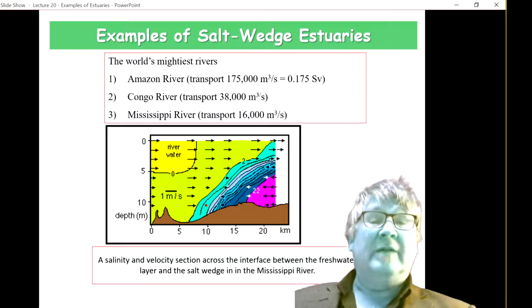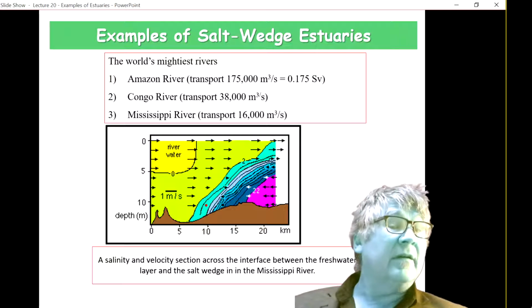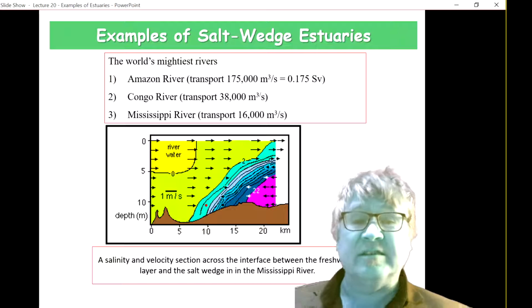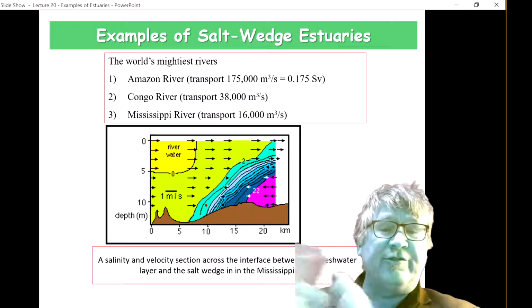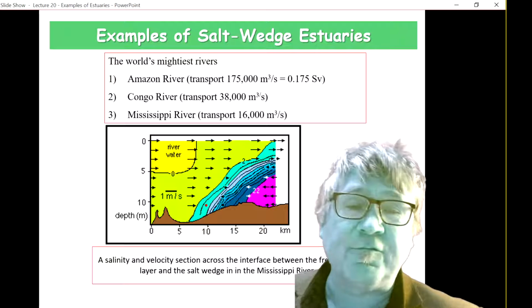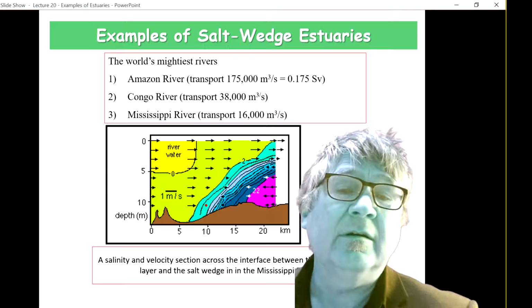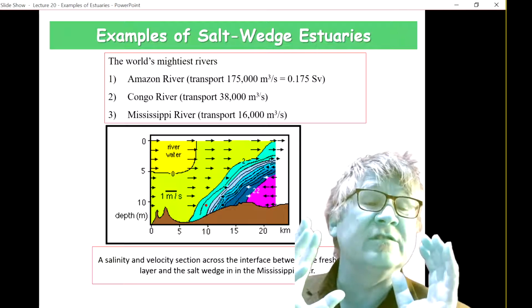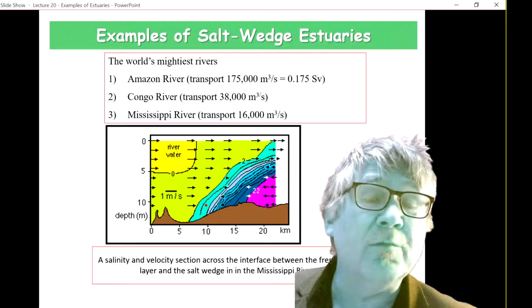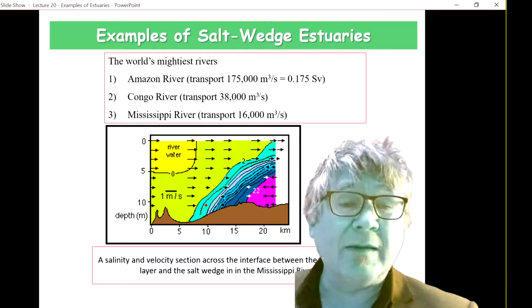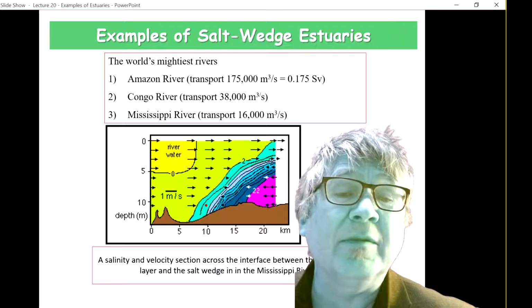Okay, so the Amazon River is the biggest. Congo River, second biggest, and then the Mississippi River. And here you can see the transport rates of how many cubic meters of fresh water per second is transported by these rivers. Okay, and I'll also give you a reference of a unit called Sverdrup, and Sverdrup refers to 1 million cubic meters per second.